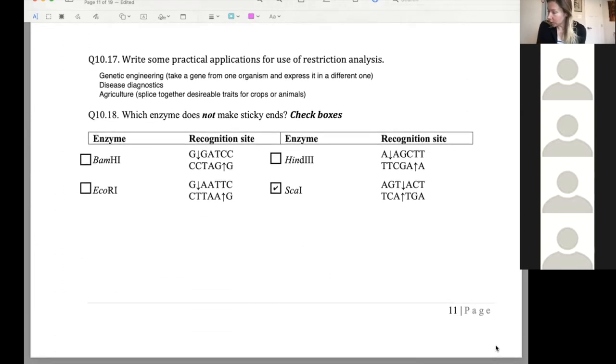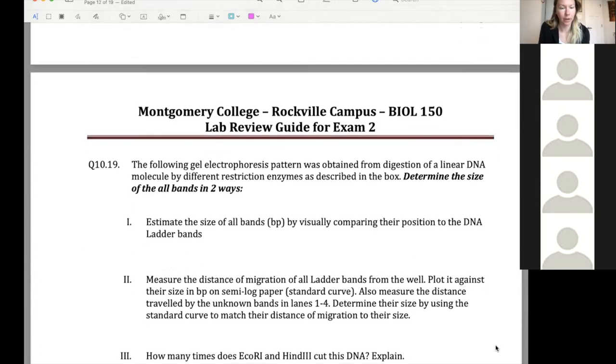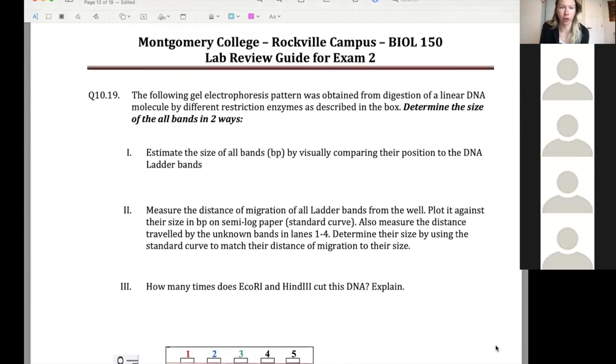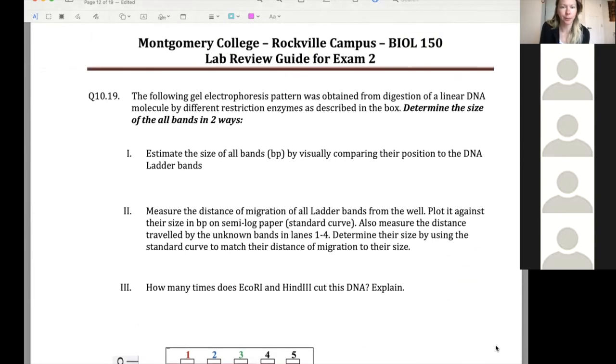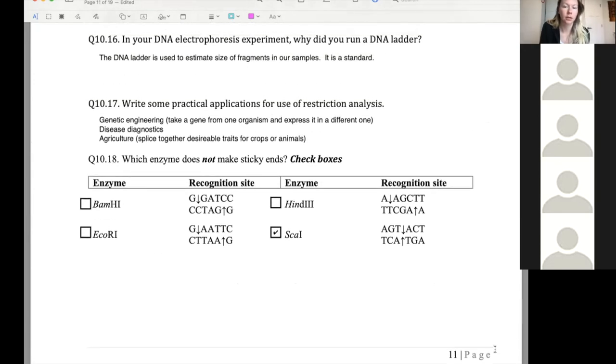Okay, let's move along to page 12. And we're looking at the results of an electrophoresis experiment after restriction enzyme digest. Professor? Sorry, can I see the last part for just one second? Yeah, no problem. Professor, could you just explain one more time why that's the answer? For this last one? Yes.